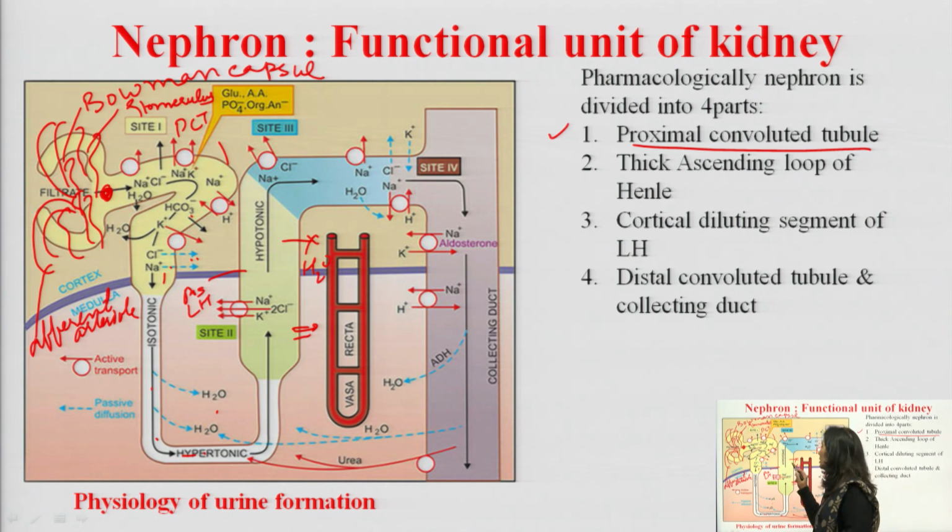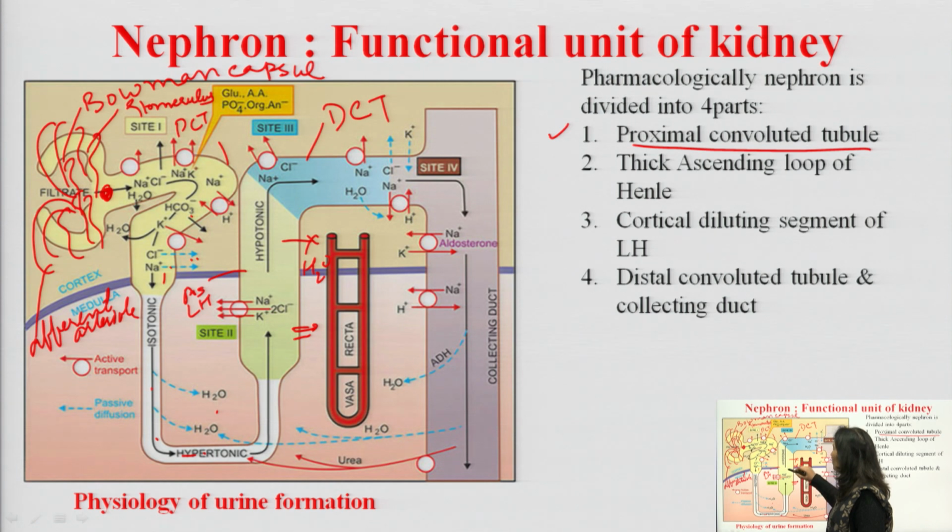But because this site is impermeable to water, the fluid left here is hypotonic. So, the fluid gets diluted. This hypotonic fluid now goes to site 3, the DCT, the distal convoluted tubule. This loop of Henle is present in the medulla.